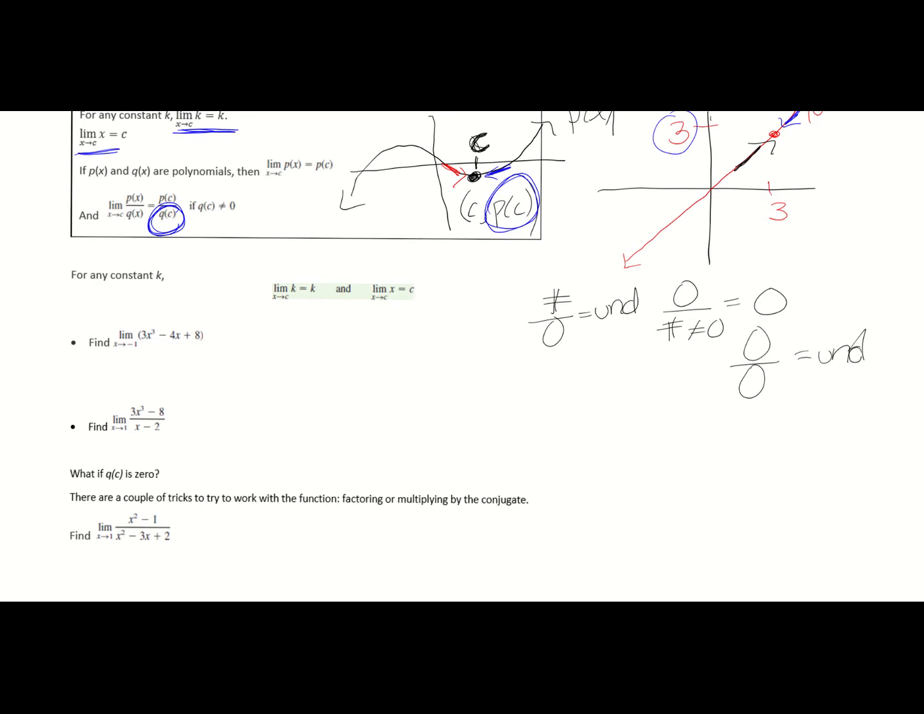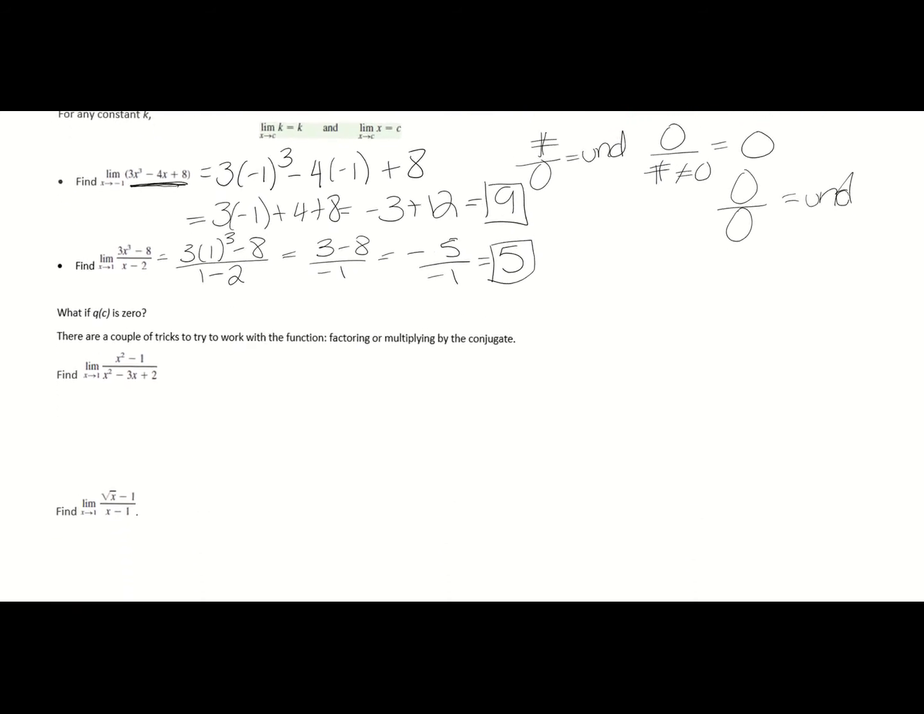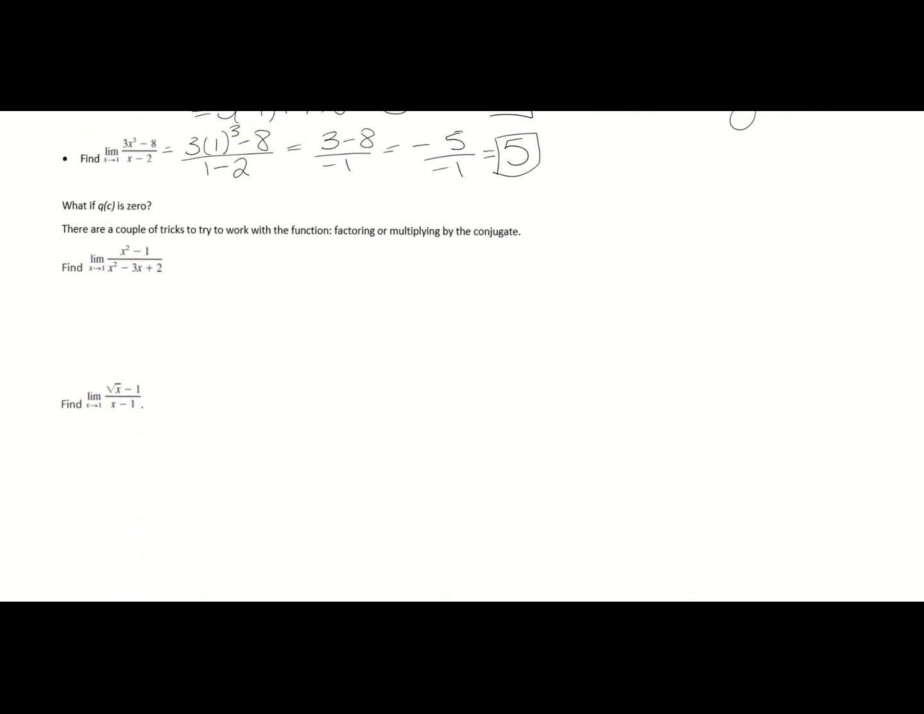So polynomial function, rational function. In the rational, as long as it doesn't give you 0 in the bottom, you can plug in. So we love when that happens. And again, if you want to see that function graphically, graph it using an internet tool, and you'll be able to see the limit also approaching 5 visually. Now the question becomes, well, what happens when Q of c is 0? So there are a couple of tricks that we're going to work with, and the two main ones are either to factor or to multiply by the conjugate, and I'll do one of each.